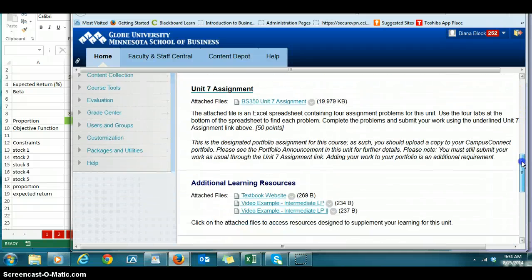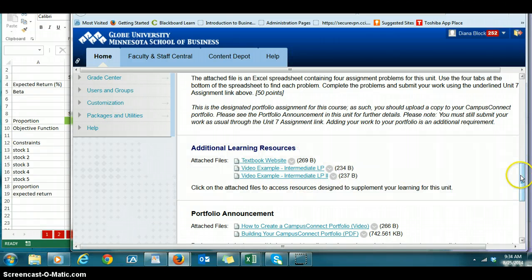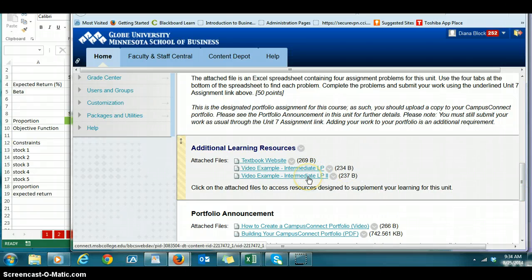I want to also recommend that you review both of these video examples. These are really going to help you. Once you've read the chapter and looked through the PowerPoints, go ahead and view both of these videos in addition to my video, because they're going to help you get set up on these problems.